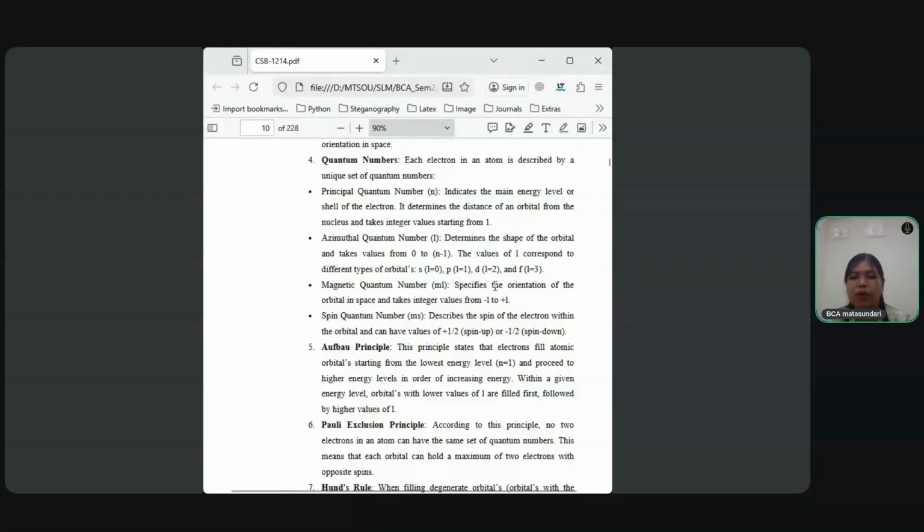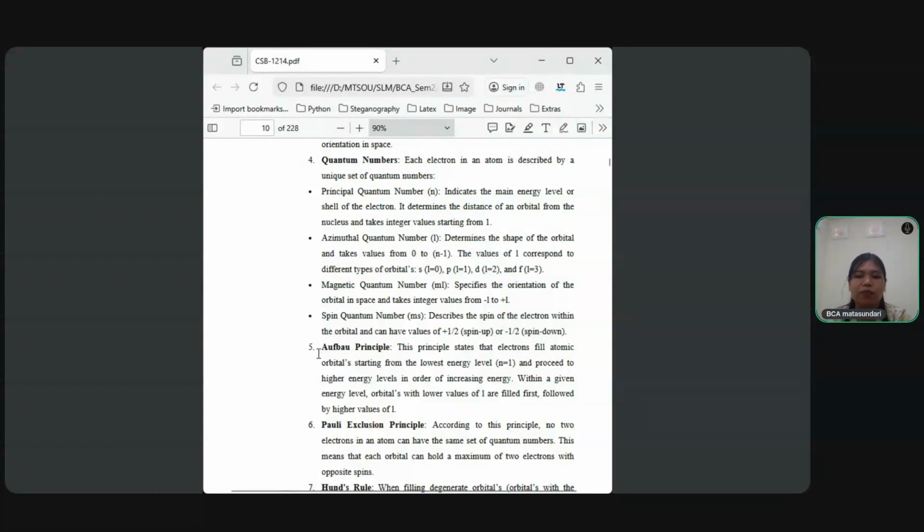Magnetic quantum number, denoted as ml, specifies the orientation of the orbital in space and takes integer values from -l to +l. Spin quantum number, which is denoted as ms, describes the spin of the electrons within the orbital and can have a value of plus half, spin up, or minus half, spin down. So this is the spin quantum number.